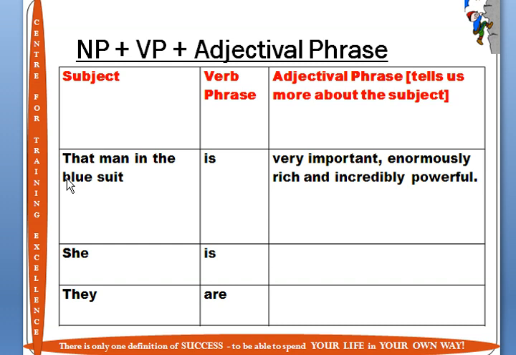So that man in the blue shirt is very important, enormously rich, and incredibly powerful. This phrase tells us more about the man. So it is an adjectival phrase. Now complete these 2 sentences with suitable adjectival phrases. Be sure that the words and phrases that you use tell us more about she and they.